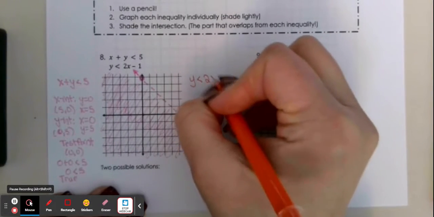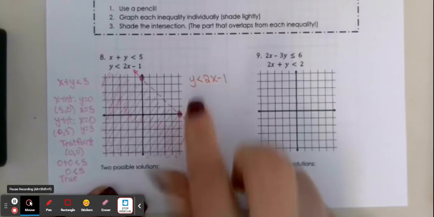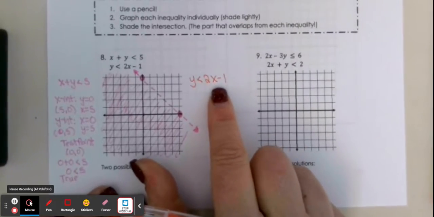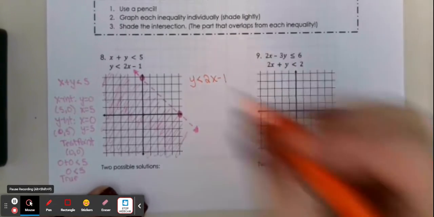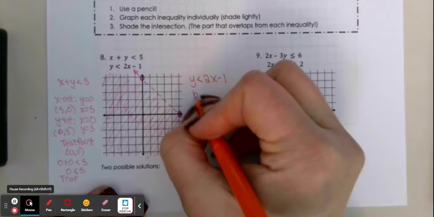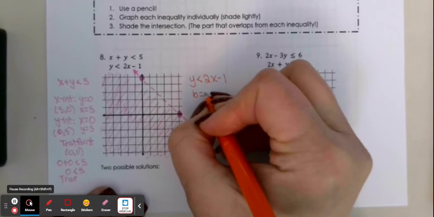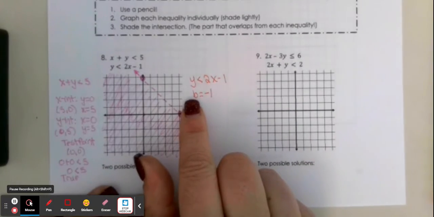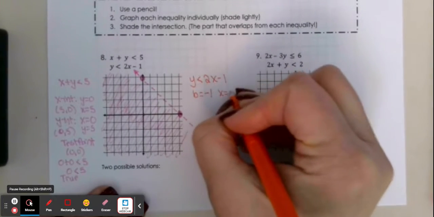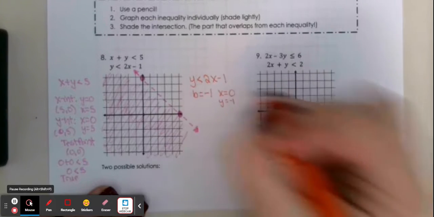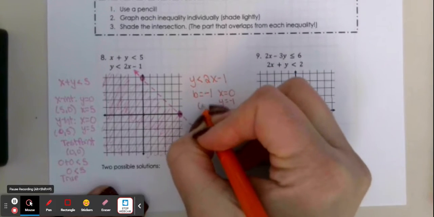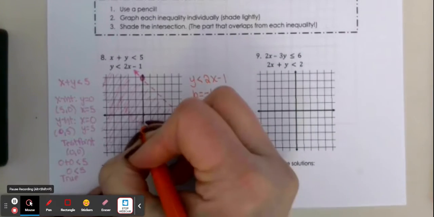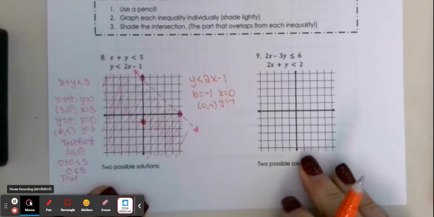This says y is less than 2x minus 1. And I can see right away that this is in slope-intercept format. So let's get a starting point. My starting point is going to be b in y equals mx plus b, which equals negative 1. Well, b is the y-intercept, or the value of y when x equals 0, so y equals negative 1. So I should be able to start at (0, -1), right here.